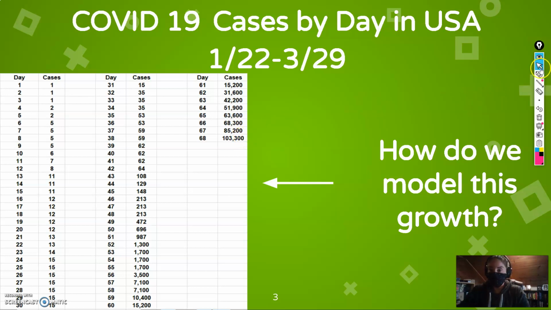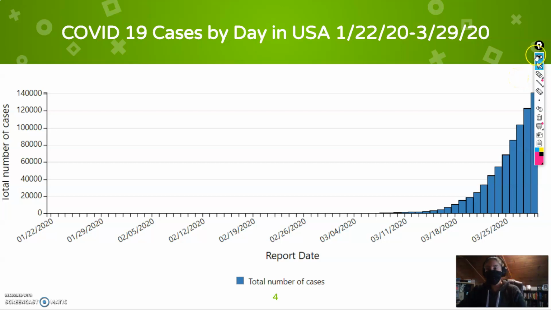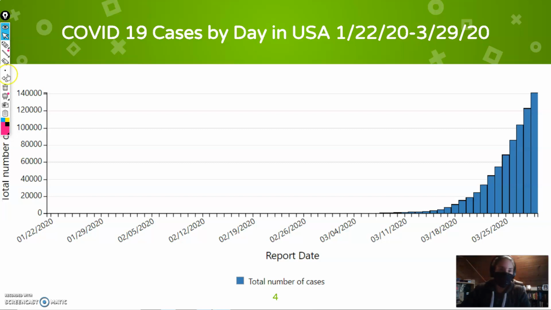How do we model this kind of growth? If we want to look at the picture of this growth, let me move my pen out of the way. Here are the cases starting at the 22nd of January all the way up to yesterday, totaling about 140,000-ish cases. And notice the shape of this curve. These guys model exponential growth. So let's see what this exponential thing is that I'm talking about.